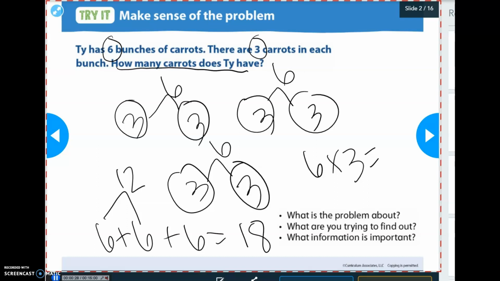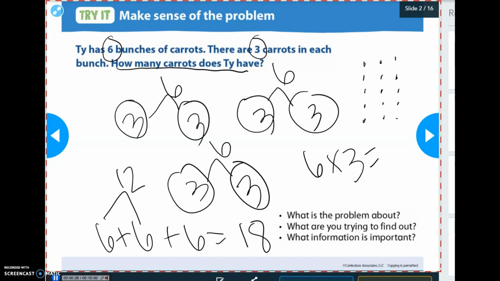You could have also drawn an array and said, okay, I have 6 in each group, and I have 3, or I have 6 groups with 3 in each group. And then I would count and go 3, 4, 5, 6, 7, 8, 9, 10, 11, 12, 13, 14, 15. Oh, I have a different answer. I have 15. Let me see what I did wrong.